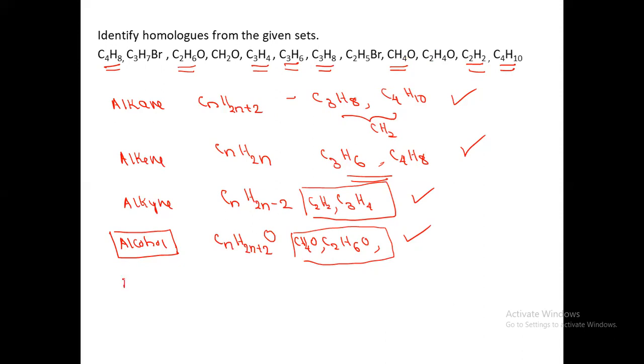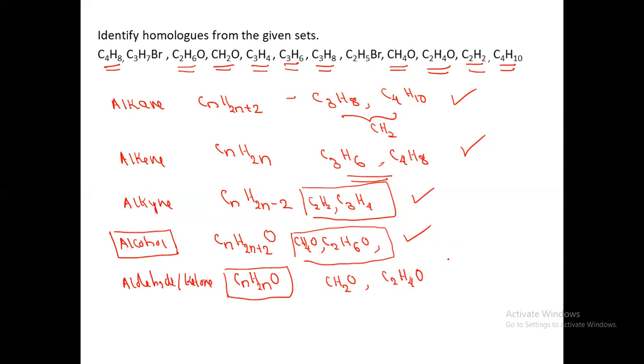Now how do we check for aldehyde or ketone? What is the general formula of an aldehyde or ketone? If you can see CHO, you can identify it. Otherwise, as we discussed in the previous video, it should be the alkene formula plus O. Check for the alkene formula with O. You can see here CH2O, that's an aldehyde. Then C2H4O. These belong to the aldehyde series, having a common functional group, and they differ by CH2.